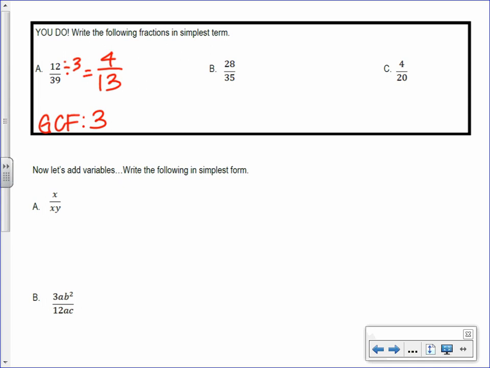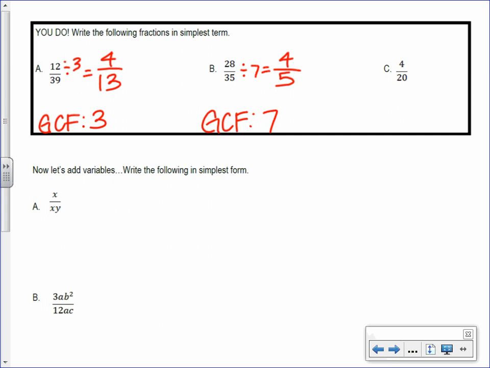So the next one, if you did it, hopefully you got the greatest common factor to be 7. Divide both of them by 7. So 28 divided by 7 is 4. 35 divided by 7 is 5. So hopefully you got 4/5. The last one, you may not have had to find the greatest common factor.